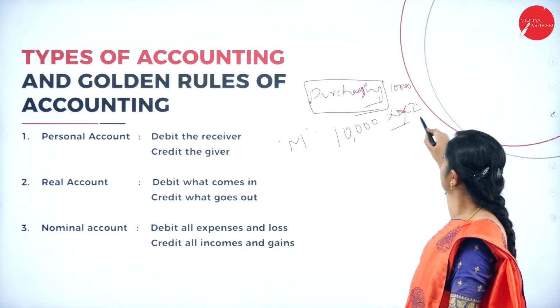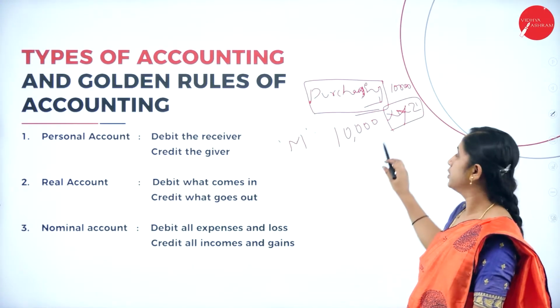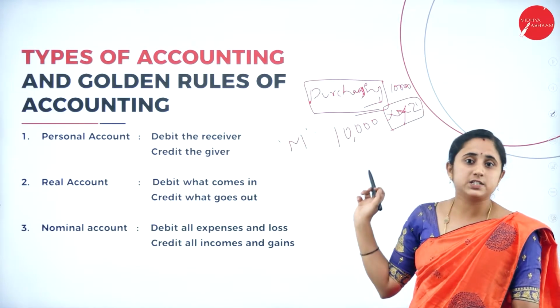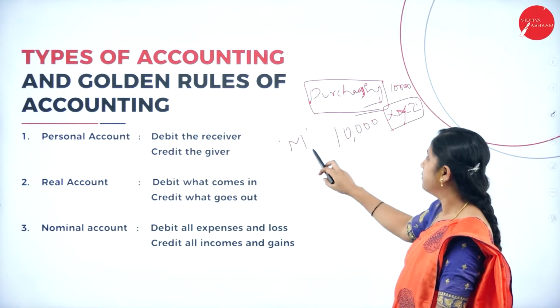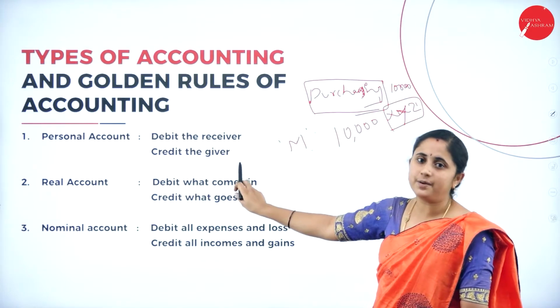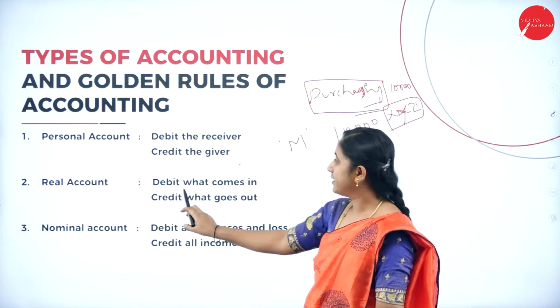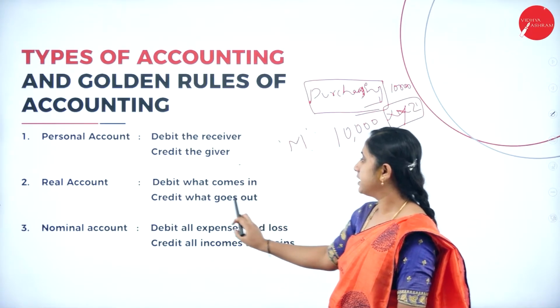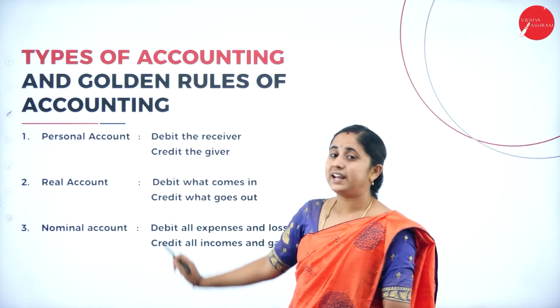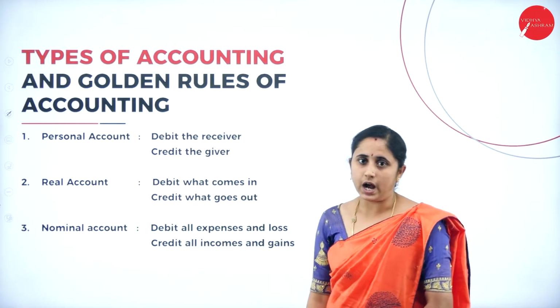Here the receiver is XYZ. Debit the receiver. You should debit the XYZ account. Credit the giver. Here the giver is M, so you should credit M. This is the rule for personal account. Real account means debit what comes in, credit what goes out.